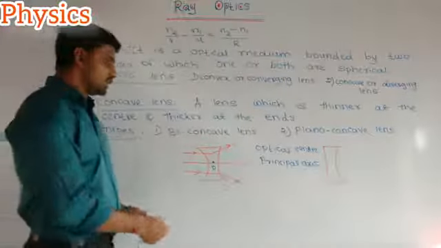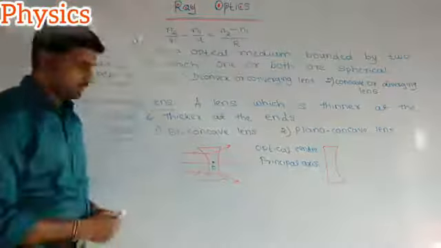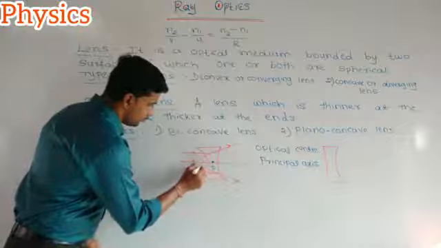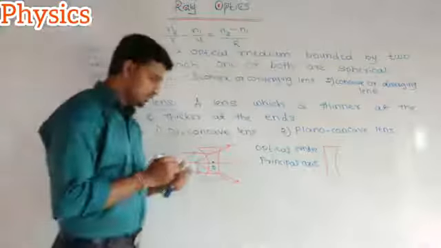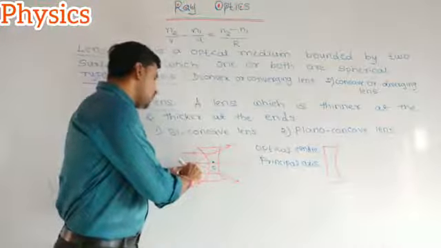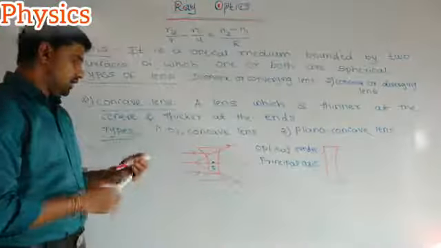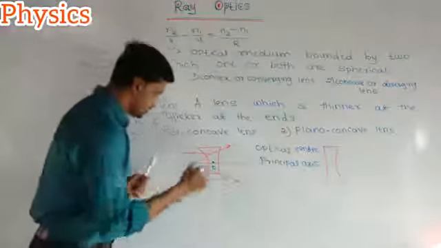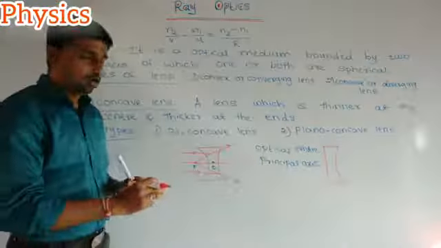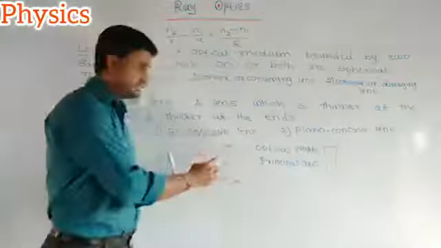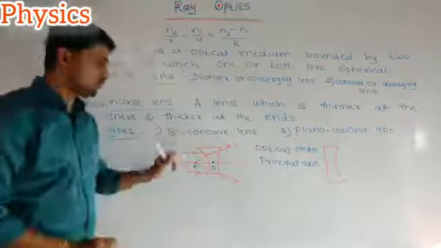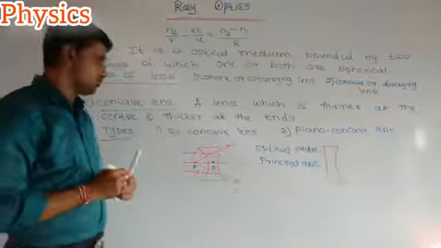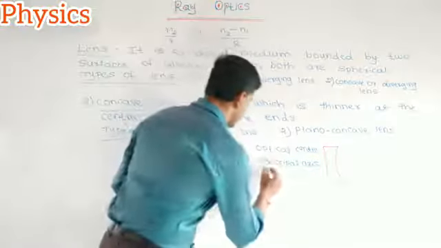And suppose I extend this diverged ray of light backward, both the diverged rays of light will appear to diverge from some point on the principal axis. So that point is called the principal focus. This is the point at which the diverged rays, when extended, meet on the principal axis. Then that point is called the principal focus of the concave lens.